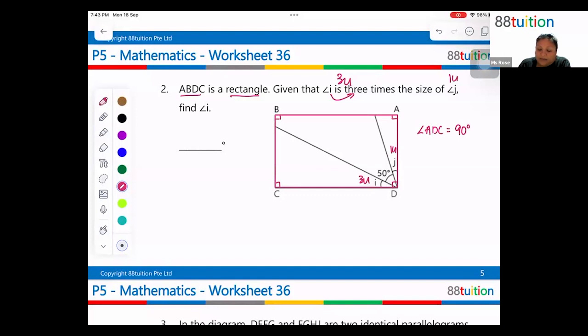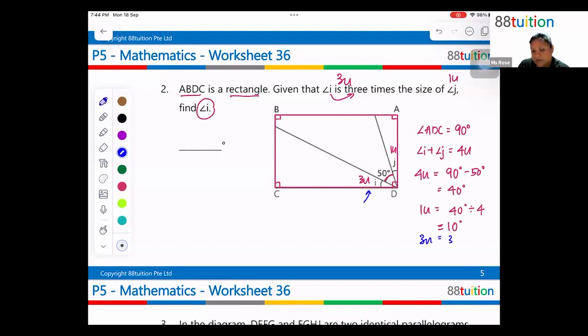Now, we know that if we have a 50 here, that means angle I plus angle J, which is 4 units, must be equal to the 90 degrees minus 50 degrees to give me 40. So 1 unit will be 40 divided by 4 to give me 10. So the question says find angle I. And angle I is how much? Angle I is 3 units, so that's 3 times 10 degrees to give me 30 degrees.